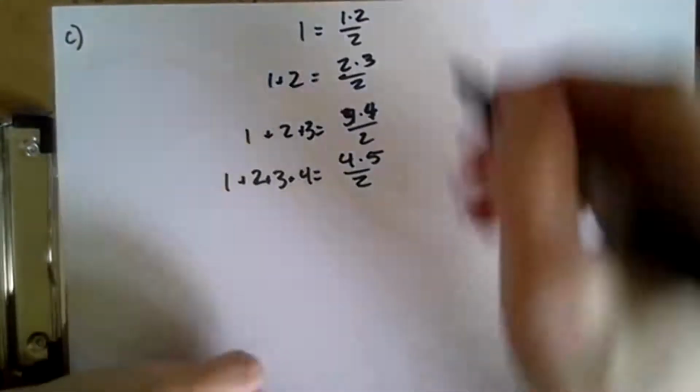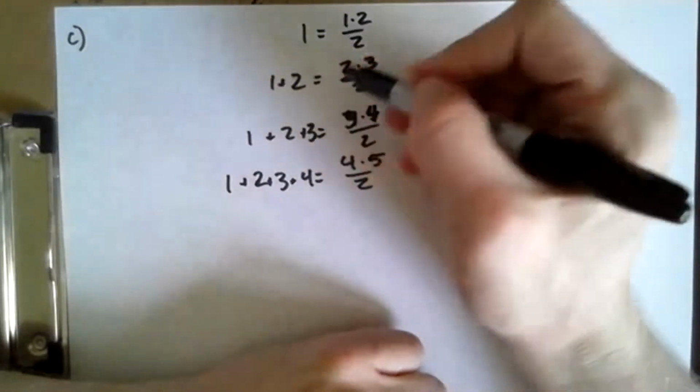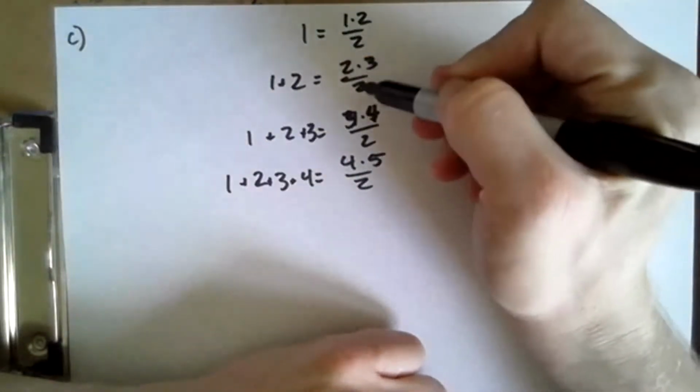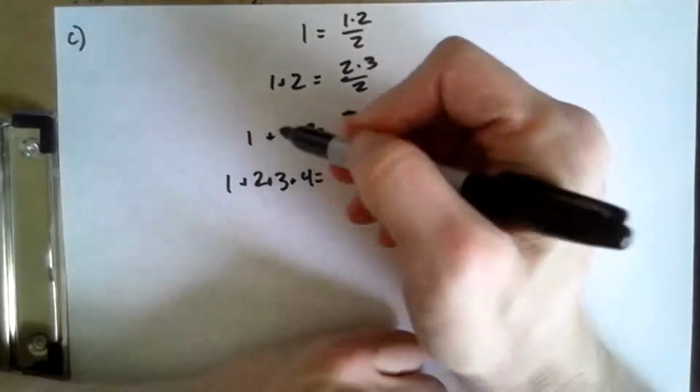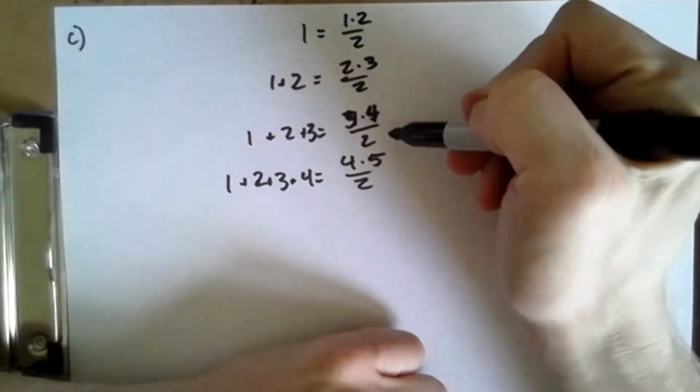All right, pages are clinging together. Here we go. 1 equals 1 times 2 over 2. Well, certainly 2 divided by 2 is 1. 1 plus 2 is 3. 2 times 3 divided by 2 is just 3. 1 plus 2 plus 3 is 6. 3 times 4 is 12. Divided by 2 is 6.